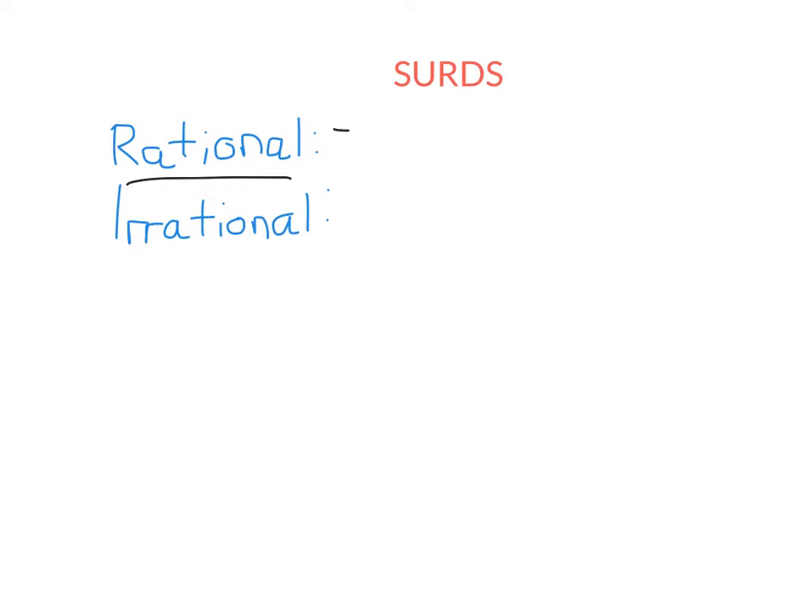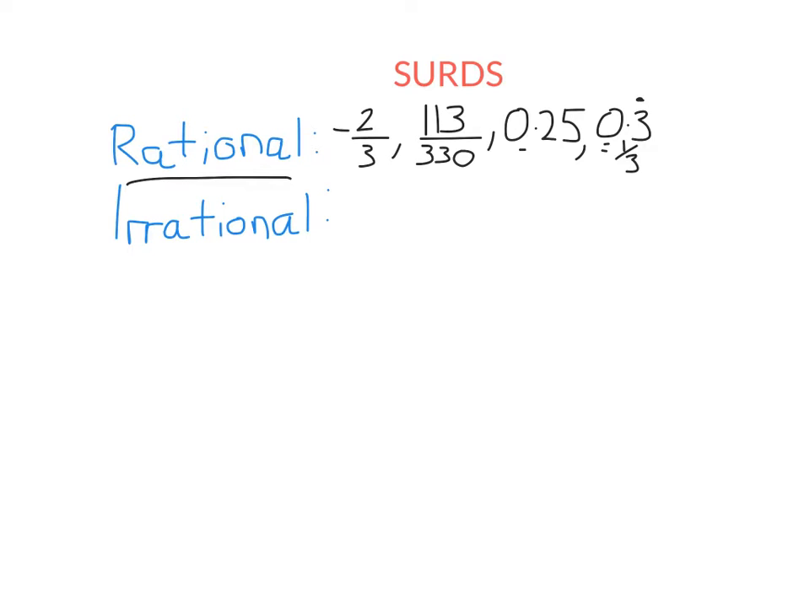So a number like -2/3, that's rational because it's a fraction with integers. Any fraction with integers is rational, even if it's something weird like 113/330. Okay, they're rational. Terminating decimals like 0.25 are rational. This is terminating because the numbers after the decimal point stop. Something with a recurring decimal is also rational, like 0.3 recurring, because that actually is the same as a third. It can be written as a fraction, and 0.25 is the same as a quarter. So all of these are rational numbers.